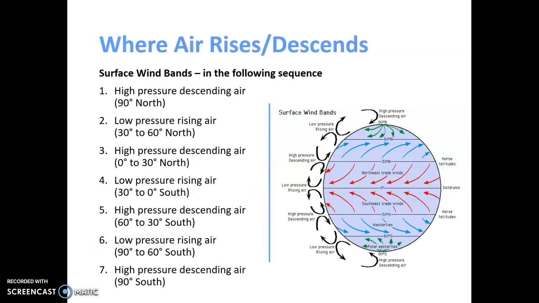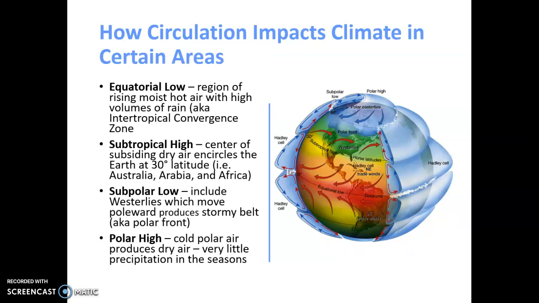For slide 5, answering the question of where air rises and descends is mainly focused on surface wind bands. There is a specific pattern that starts at the North Pole and ends at the South Pole. Lastly, we will discuss how circulation impacts climate in certain areas.